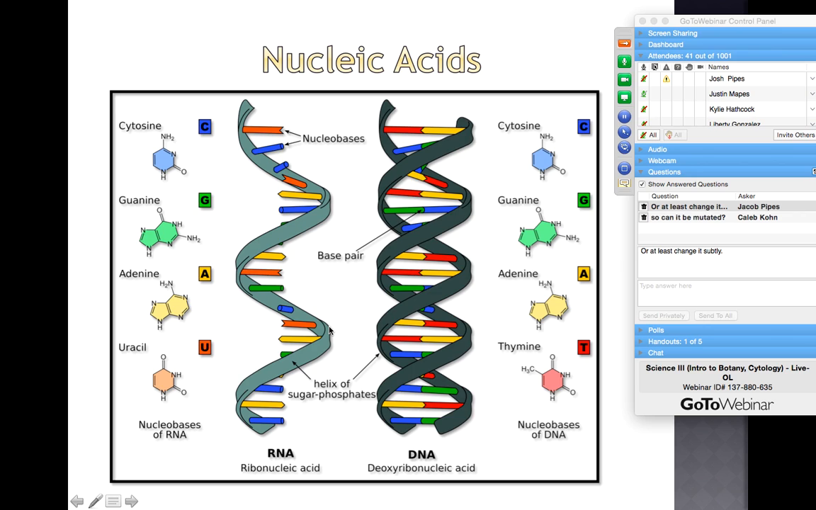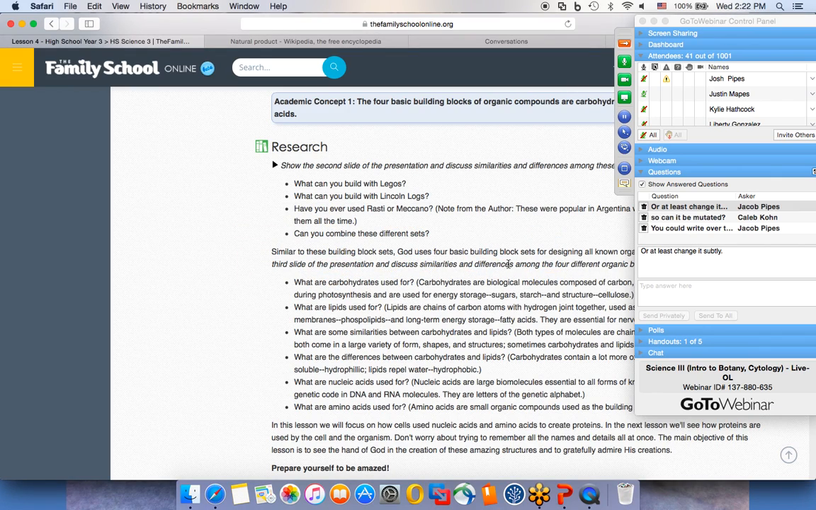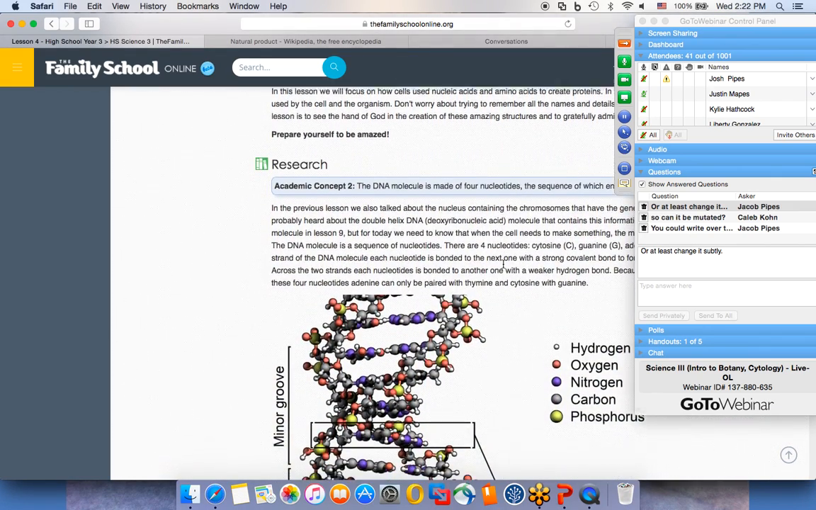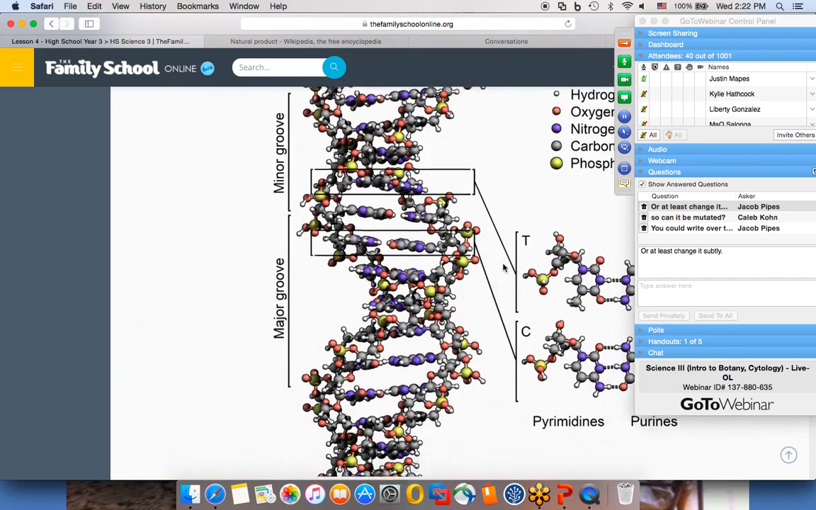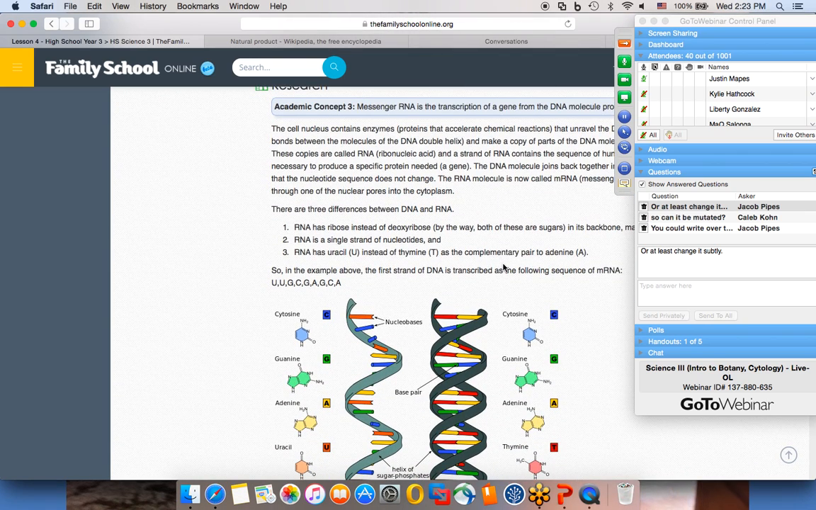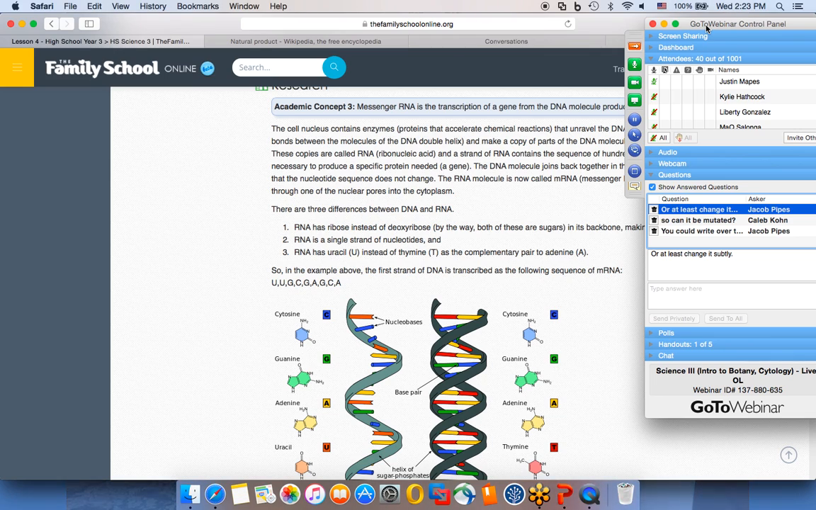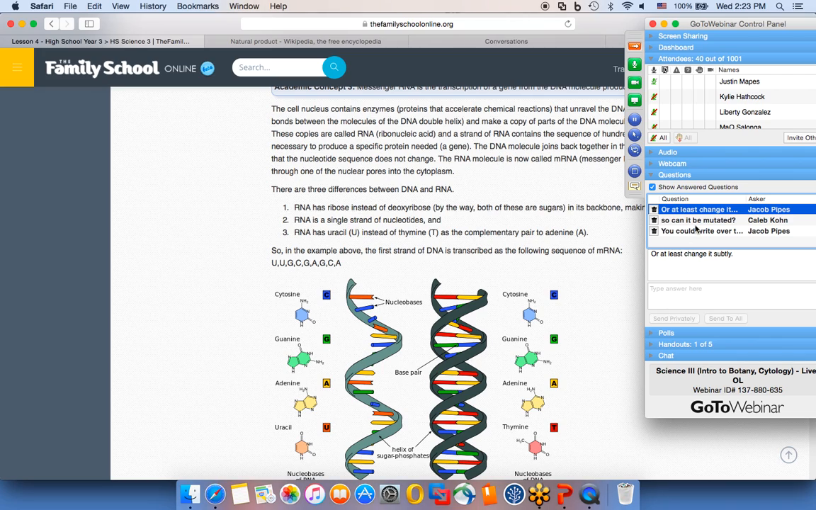So let's go to someone else here for the next principle. So we talk about how the DNA molecule is composed. I would like to invite someone to talk about the third concept of how the RNA molecule is formed and what is that used for.